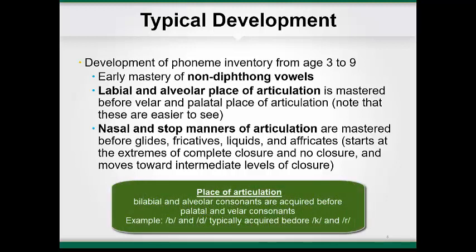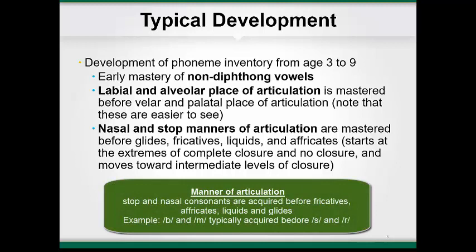First, in terms of place of articulation, as I said, more visible sounds are acquired first, so the consonants with bilabial and alveolar places of articulation, for example, b as in big and d as in dog, are acquired earlier than consonants with palatal and velar places of articulation. For example, k as in cat or r as in red. Just think how much easier it is for a child to accurately imitate what he or she sees for the b sound as in big than for the k sound as in cat.